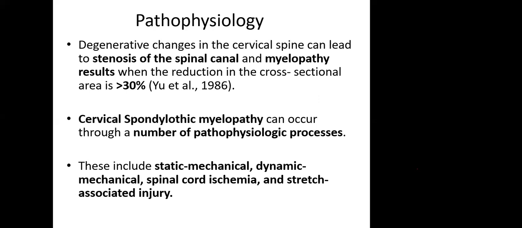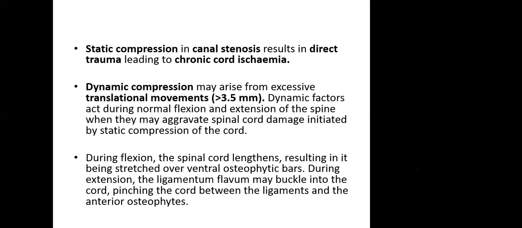Spondylotic myelopathy can occur through a number of pathophysiologic processes, and these include static mechanical, dynamic mechanical, spinal cord ischemia, and stretch-associated injuries. The static compression actually causes direct trauma to the spinal cord as there's increasing narrowing, and this can be a source of chronic cord ischemia.